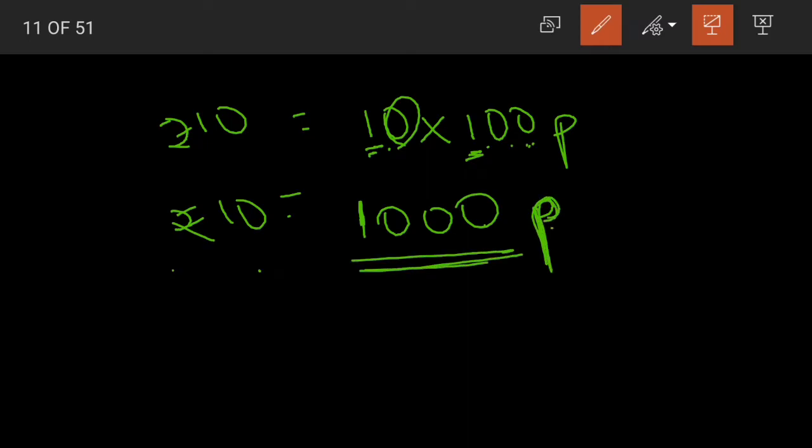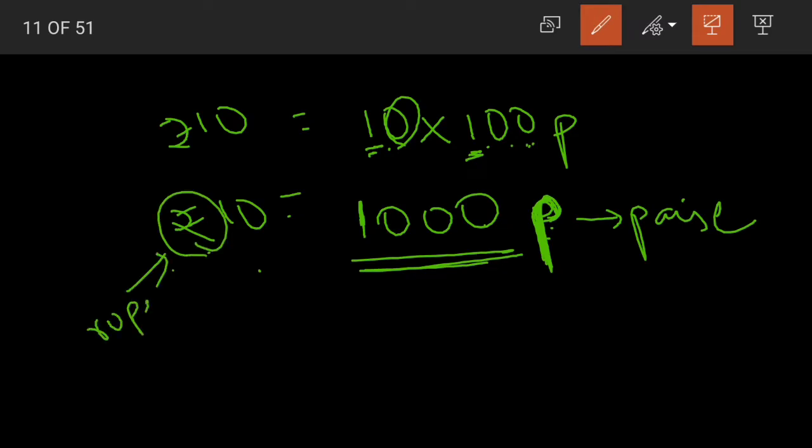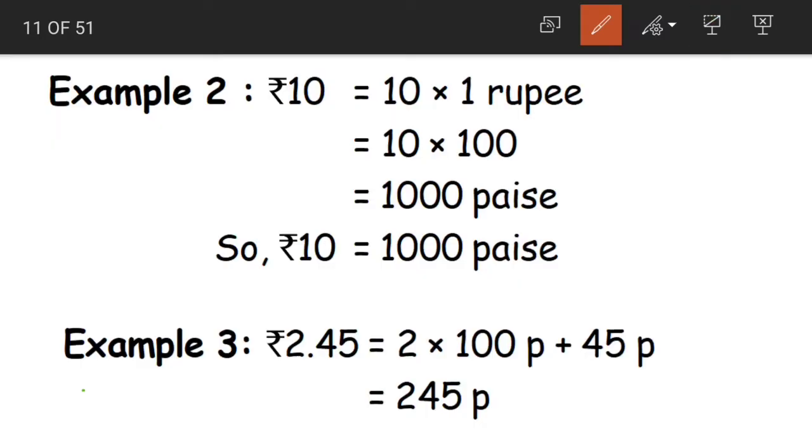I am writing P here. Are you seeing this? I am writing P here. P here means paise. Just like we use this symbol to represent rupees, we use the letter P to represent our paise. So 10 rupees is equal to 1000 paise.